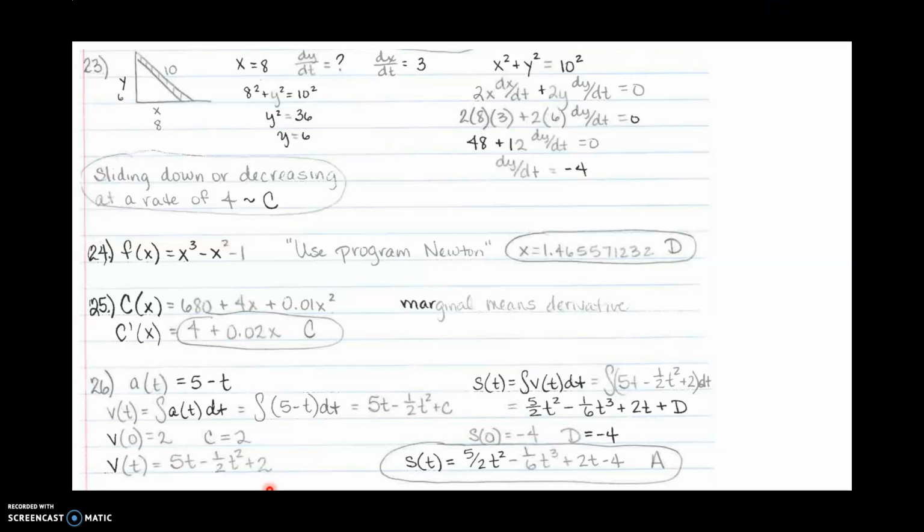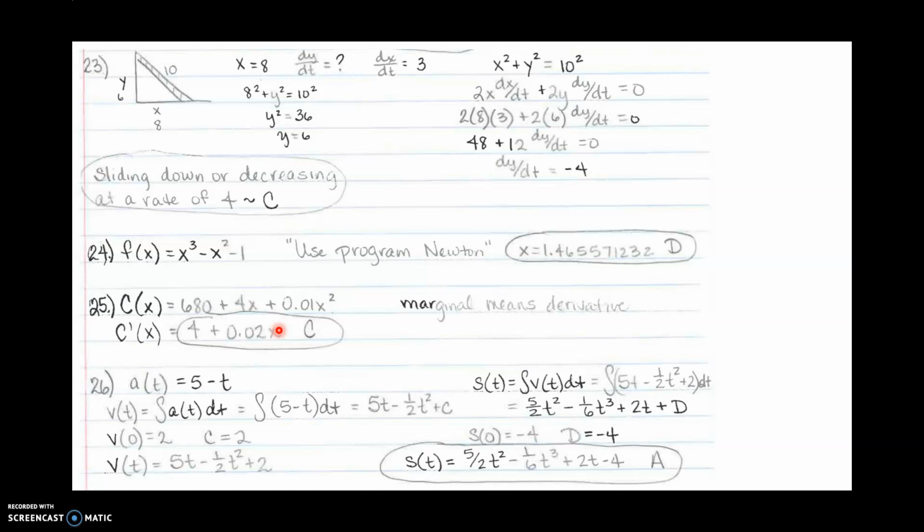All right, then for number 25, they ask us if this is our cost function, then what is the marginal cost? Marginal always means derivative. So if it's marginal cost, marginal profit, marginal revenue, whatever, I just take the derivative. So all we did was just take the derivative here. The derivative of 680 is 0. Derivative of 4x is 4. Derivative of 0.01x squared, we're doing 2 times 0.01, so 0.02. And then we reduce our exponent by 1. So that would be our marginal cost.